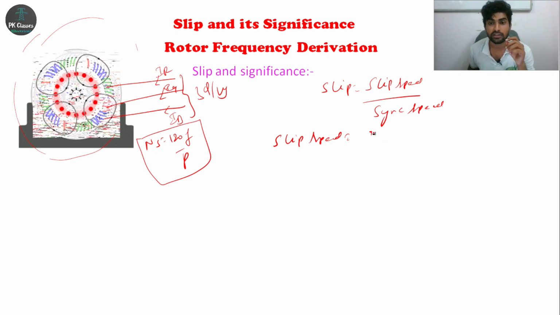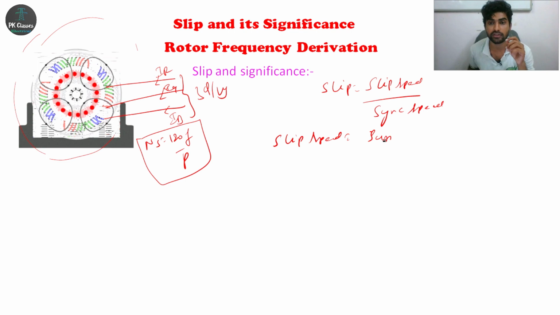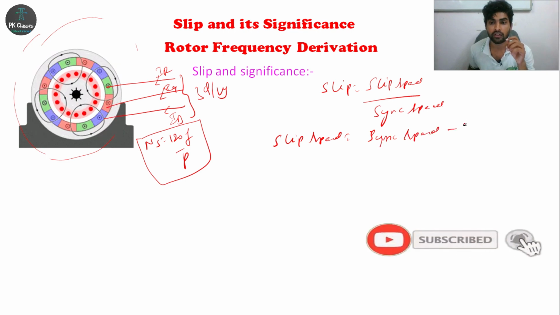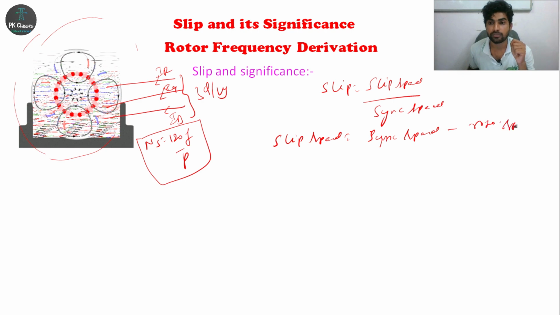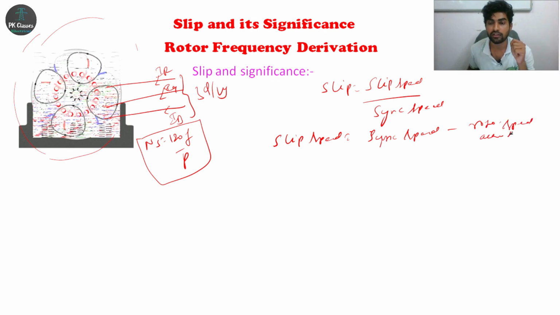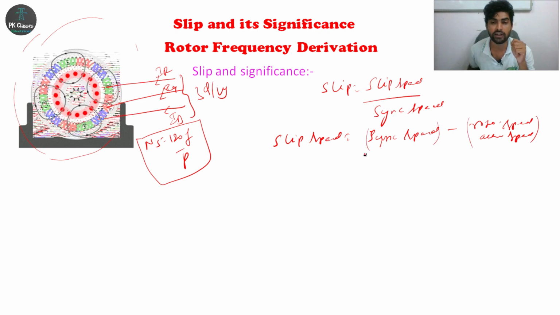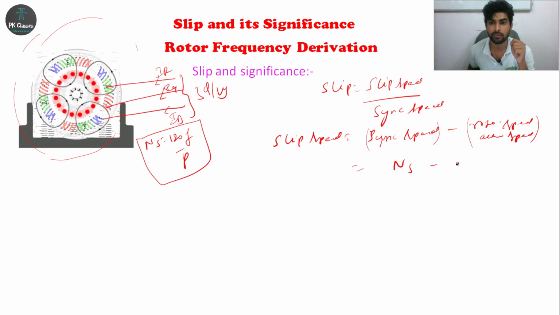So slip speed is the difference between synchronous speed minus rotor speed or actual speed. This is the mechanical output, and this one is the rotating magnetic field speed. That is Ns minus Nr. That is the slip speed.